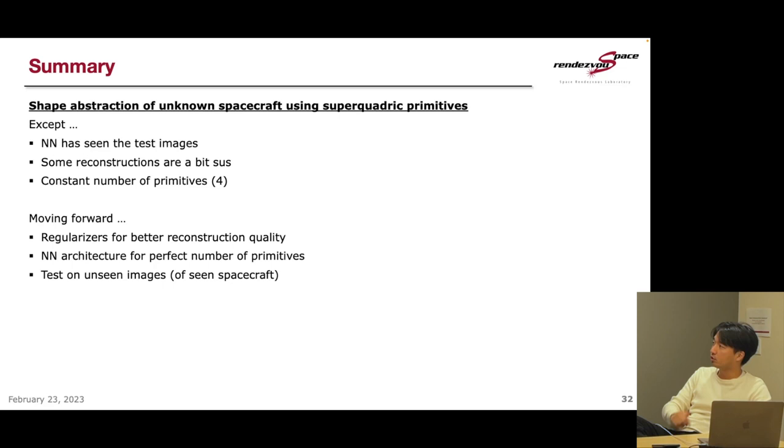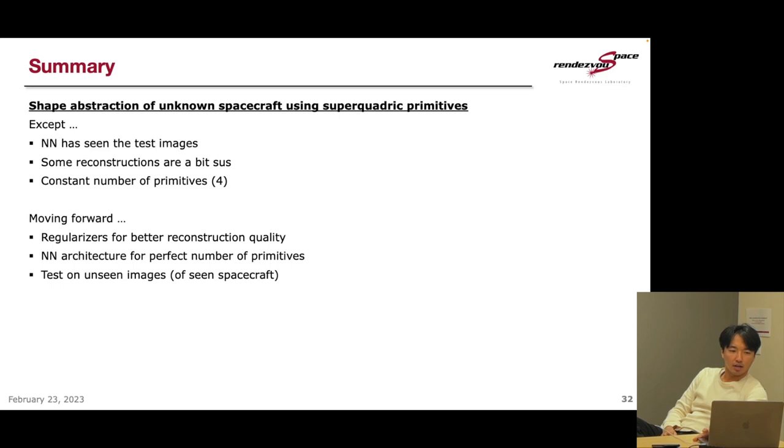And neural network architecture for the perfect number of primitives. This is something that I'm still thinking about. Maybe this is something that needs to be done recursively. So you try to find the main body, fit that first, and then try to fit the other ones. And eventually test on unseen images, with some more confidence.